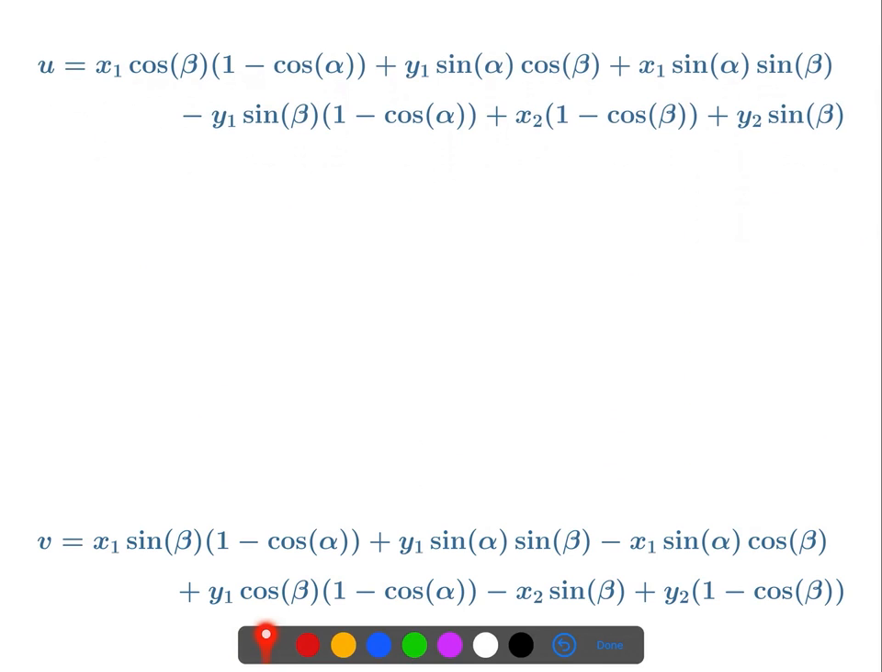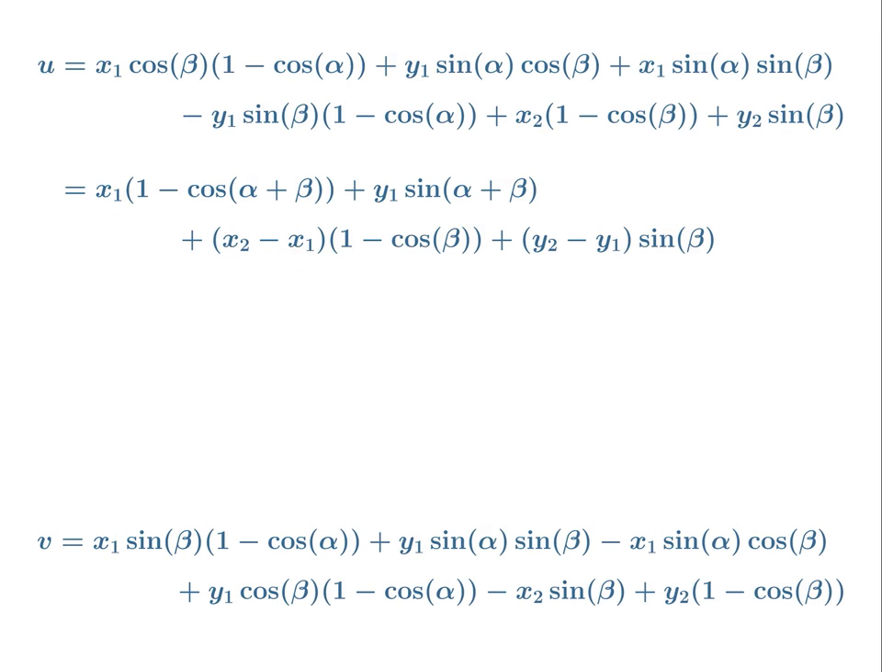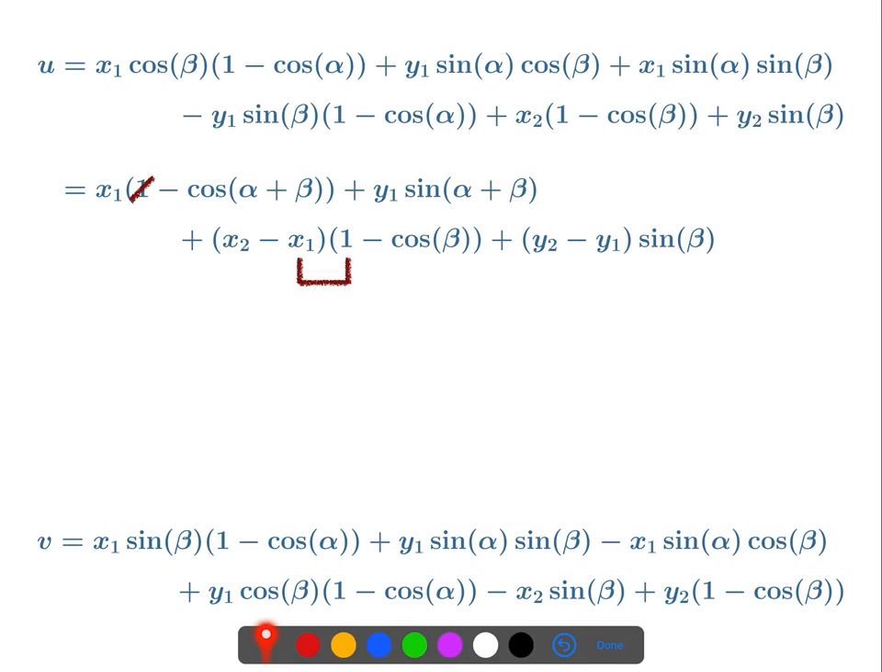Now I'm going to simplify this a little by using the cosine of alpha plus beta and sine of alpha plus beta formulas that we talked about a little while ago. So let's see if this looks like the correct simplification here. First, notice I have a plus x1 here and a minus x1 on this side. So those are just going to cancel each other out. I still have a minus x1 times cosine of beta here, so that's plus x1 cosine beta. And that's actually the first thing up here.